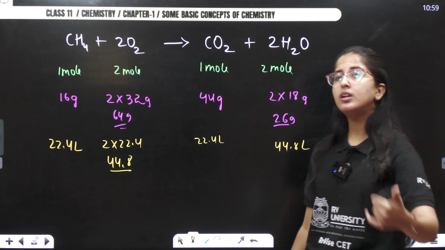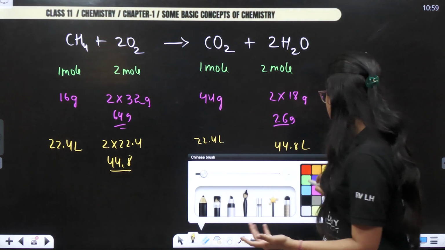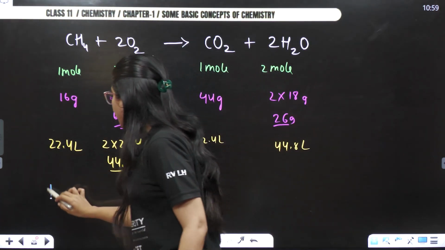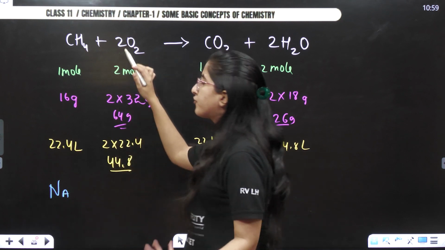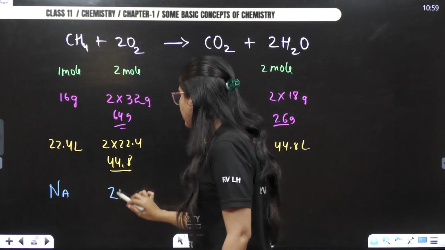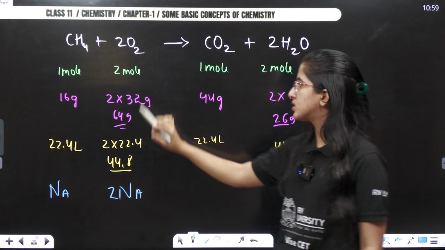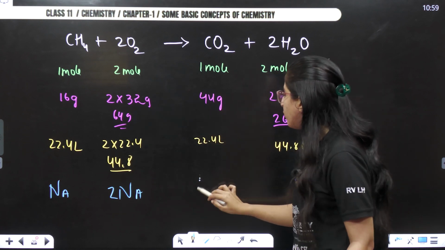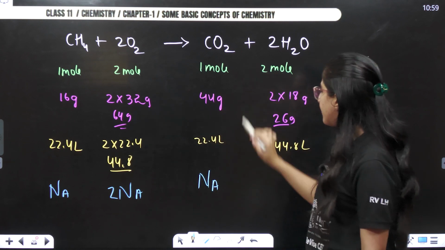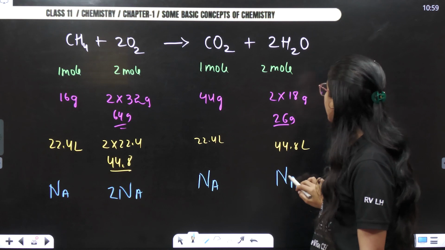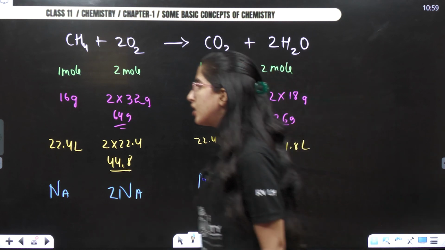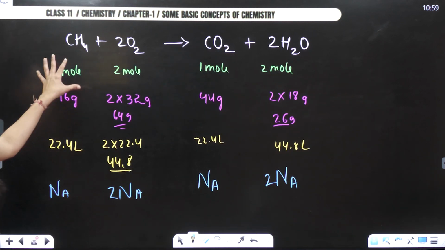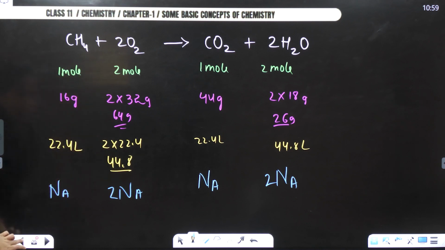Now if I talk about the number of molecules, I can write here: Avogadro's number of molecules of methane will react with 2 times Avogadro's number of oxygen to give Avogadro's number of carbon dioxide and 2 into Avogadro's number of water. So in all possible terms I have written. Now come to the options here.